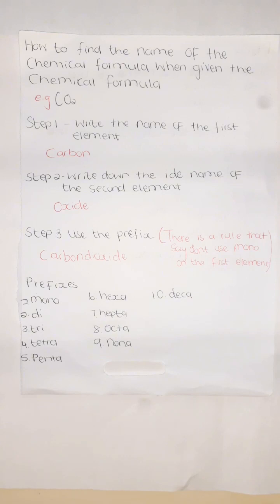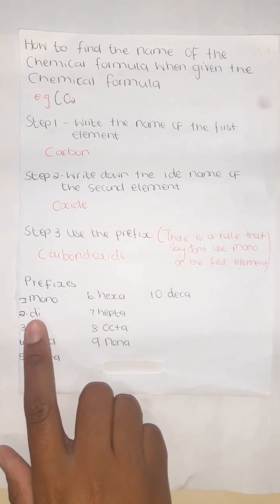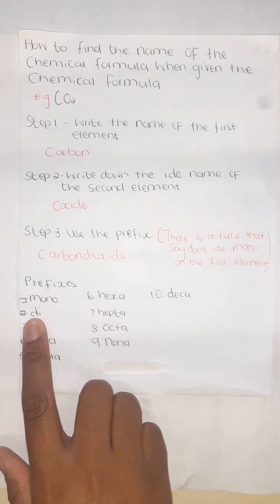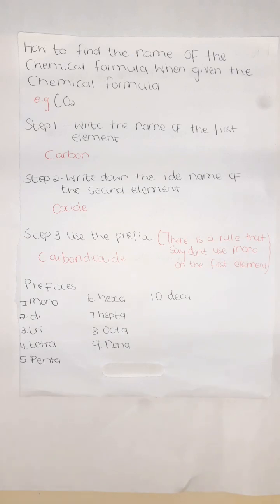So if we have 1 carbon, we'll write it as mono. If we have 2 carbons, it will be di. The same applies to the second element. There's a rule that says you cannot write the first element as mono, so we will leave that out and focus on oxygen. We have 2 oxygen, so that will be carbon dioxide. Di will be added.